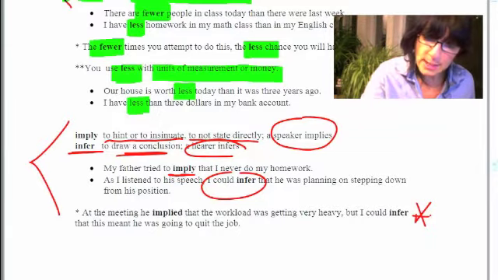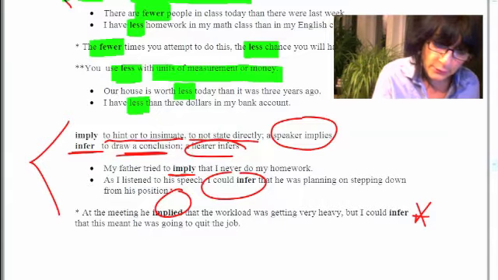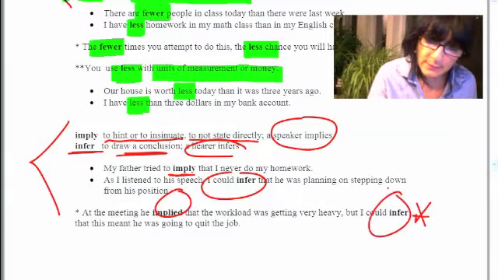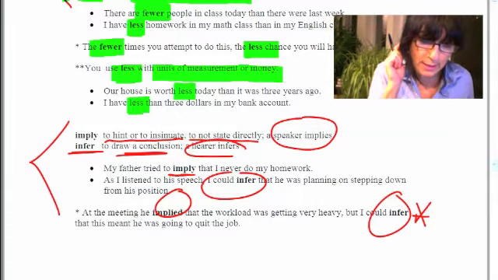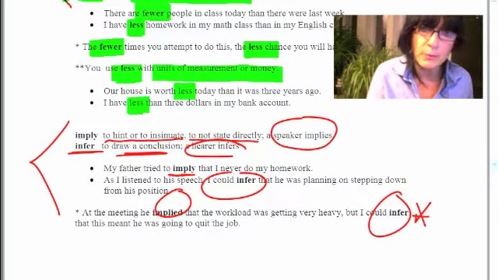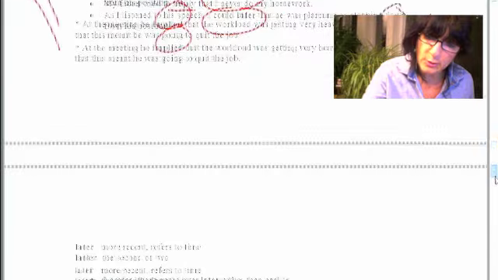Let's look at an example with the two in one sentence. At the meeting, he implied, so he hinted, that the workload was getting very heavy. But I heard that, so I could infer from what he said, I could hear and infer that this meant he was going to quit the job. So you could conclude from what the person says that they're probably planning on quitting the job.